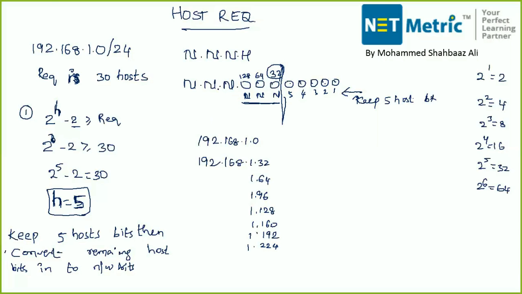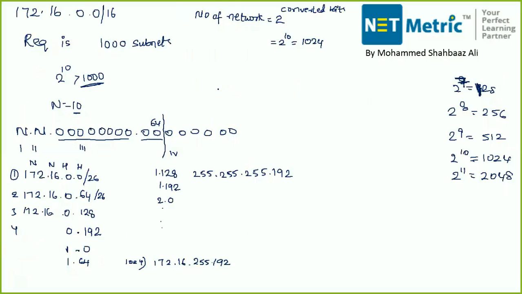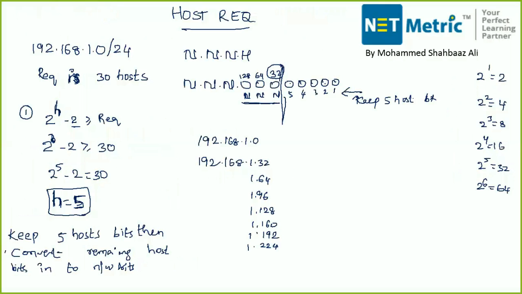In the previous method, whatever the n value you were getting, those many bits you were directly converting. But in this method, you are not directly converting. First, make sure how many host bits are needed in order to get 30 IP addresses. By mistake, instead of 5 bits, if I have taken 6 bits, I will get increment value 64, so every network will have 64 IPs.